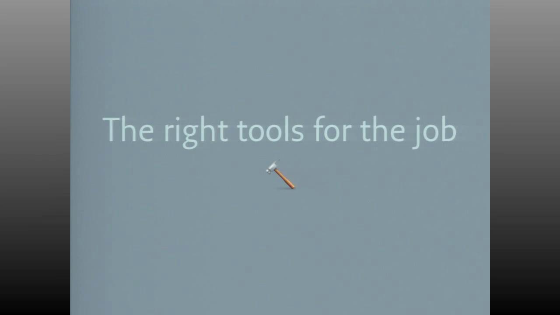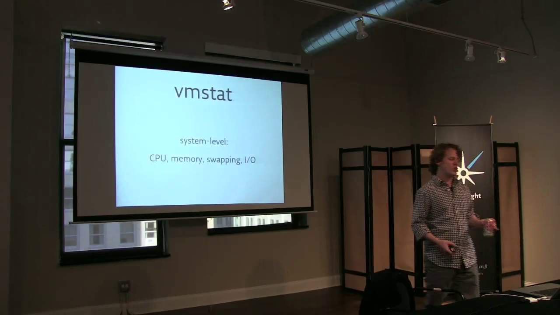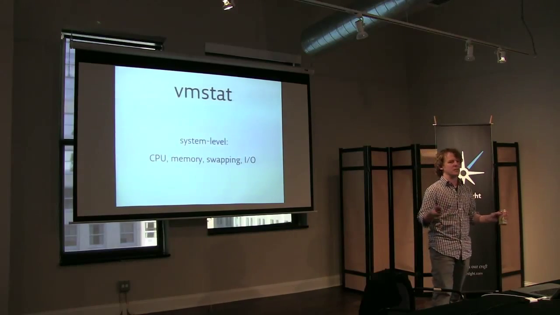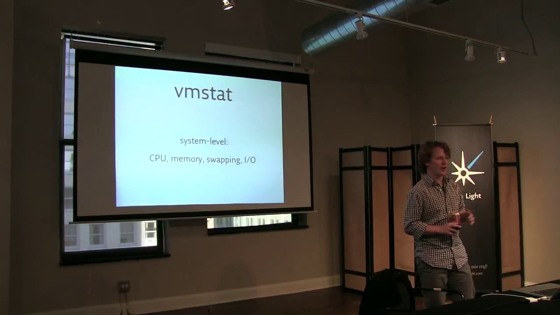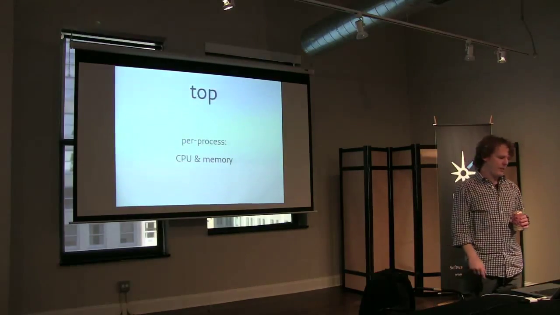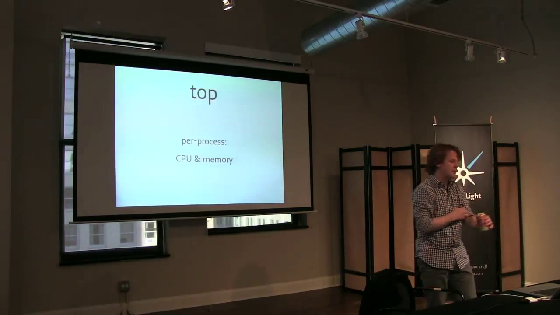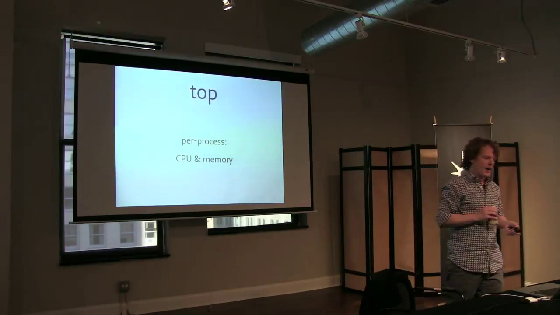Okay, so what tools did we use to gather more information about this outage? VMstat we used to get a picture of what was happening system-wide. We saw CPU, memory, swapping, I/O. There's lots of other system-level tools that will let you get other pieces of information. I recommend Brendan Gregg's blog for pretty much everything. Top, we used to see on a per process level who's eating CPU, who's eating memory.